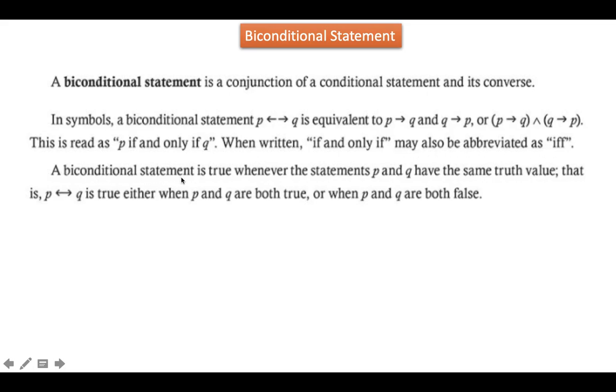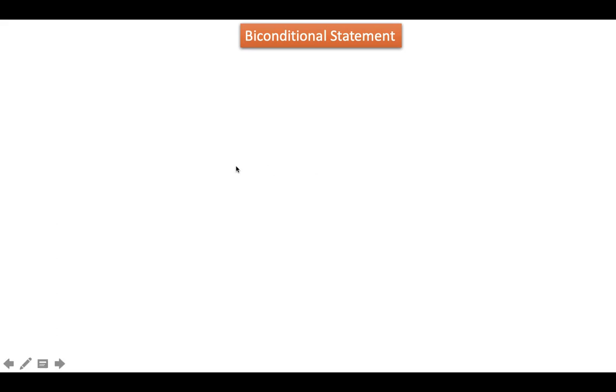A biconditional statement is true whenever the statements P and Q have the same truth value. That is, P if and only if Q is true either when P and Q are both true or when P and Q are both false. Otherwise, our biconditional statement is false.